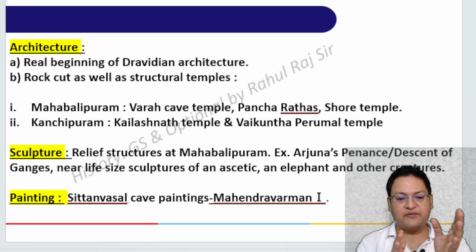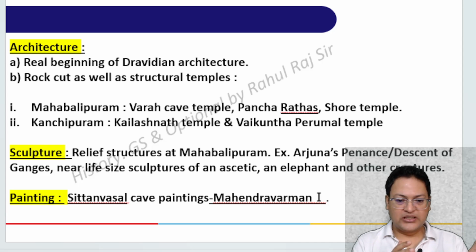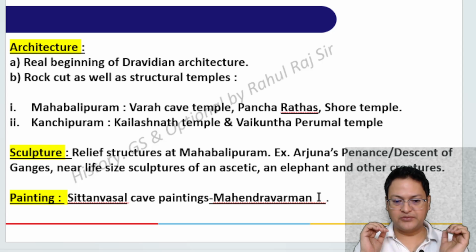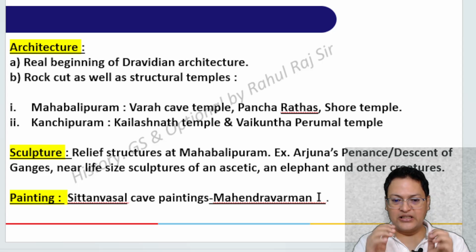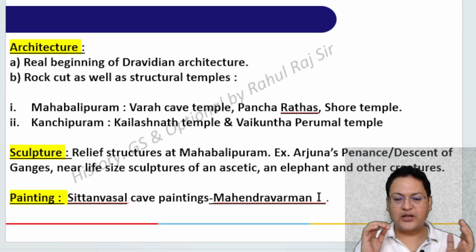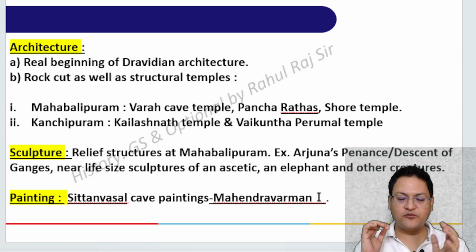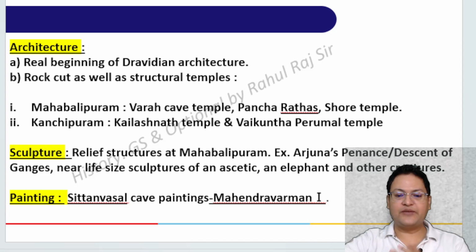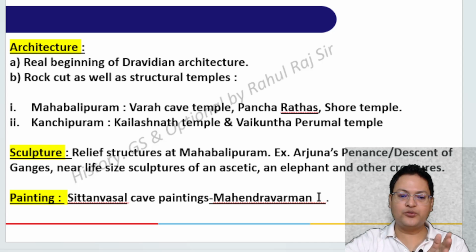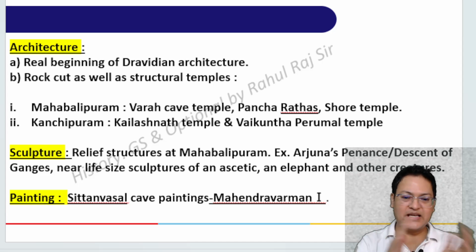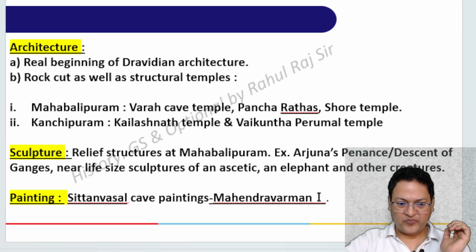So here if we write this, we'll get 1 mark extra: the Sittanvasal cave paintings, which are basically a Jain cave temple, okay. So here you can say Pallava ruler Mahendravarman initiated the art of painting. Some paintings of Mahendravarman I are also found in these Sittanvasal cave paintings in Tamil Nadu, right? So you just have to mention this. UPSC has also asked about Sittanvasal in prelims, okay. So see how prelims and mains are integrated, okay, right, very simple.